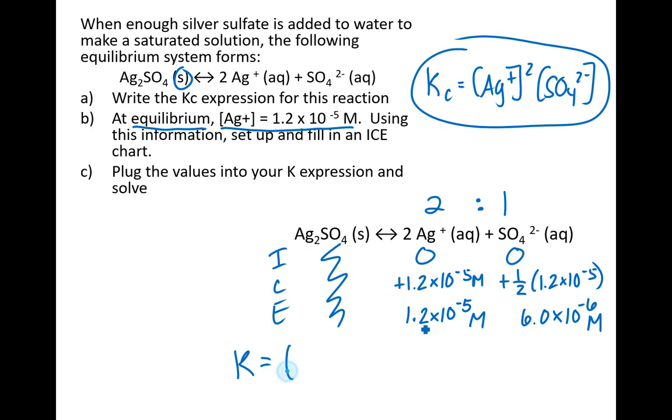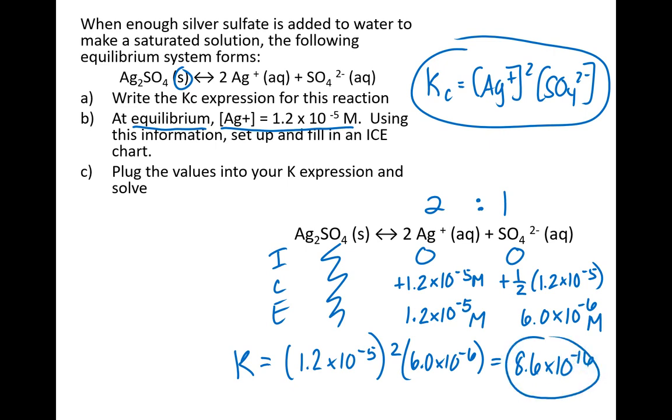So I'm going to go over here and plug these into my K expression. This is 1.2 times 10 to the negative fifth. This is going to be squared. And then this is 6.0 times 10 to the negative sixth. All right, so my answer is going to be 8.6 times 10 to the negative 16th. And remember, our K values are unitless, even though this seems like it should have a unit. By definition, it does not have a unit.